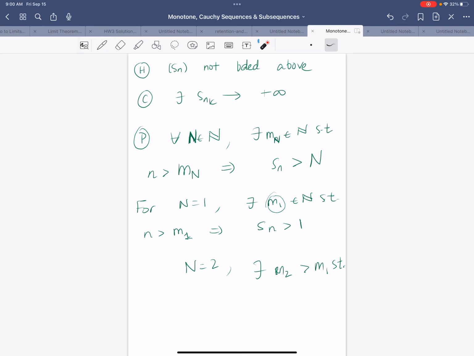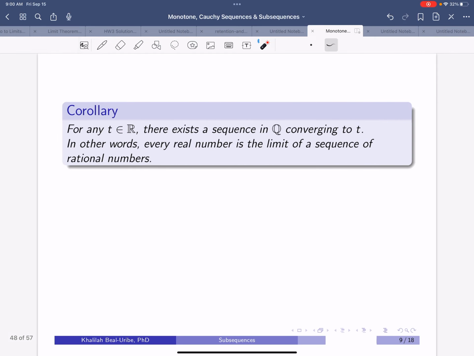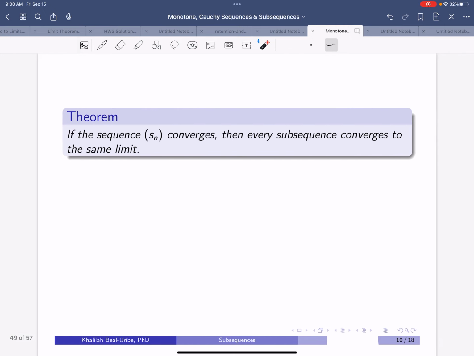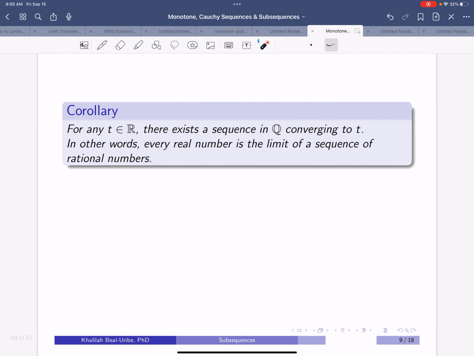Monotonically decreasing is very similar. The last thing I wanted to talk about is this corollary: for any t, there exists a sequence in Q converging to t. In other words, every real number is the limit of a sequence of rational numbers. This follows directly from the density of Q and R.